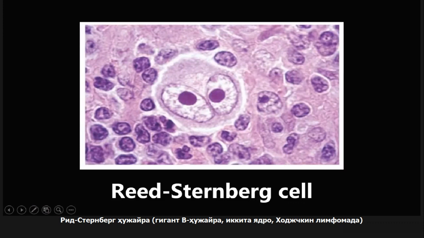This Reed-Sternberg cell is seen in Hodgkin lymphoma. Very high yield. Everything about this image and this cell. It's a B cell, bilobed nucleus with prominent inclusions, and it is seen in Hodgkin lymphoma.